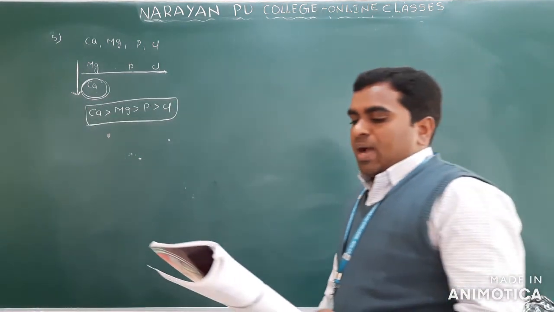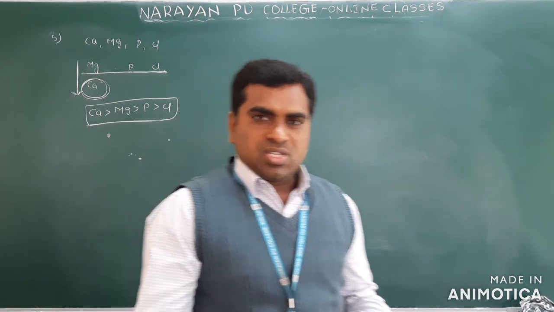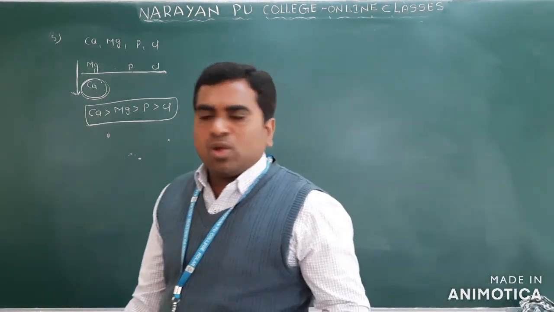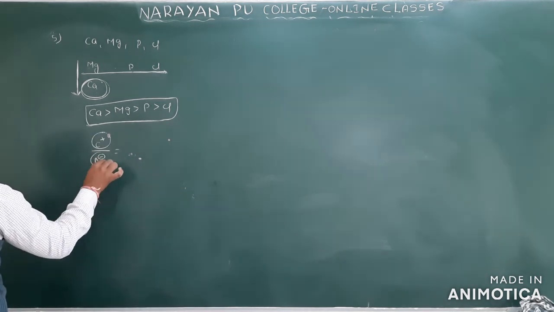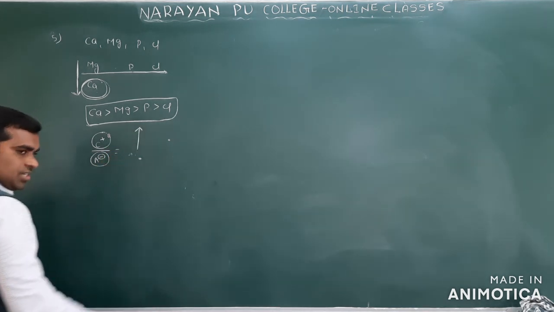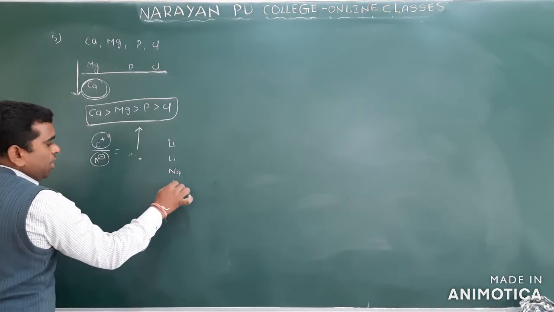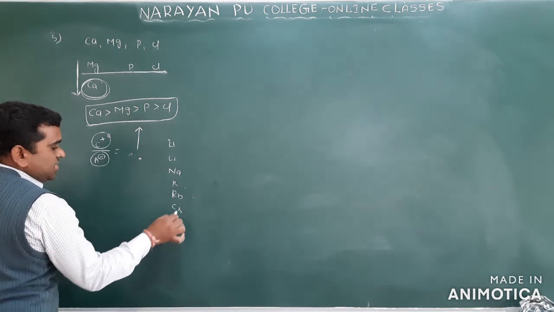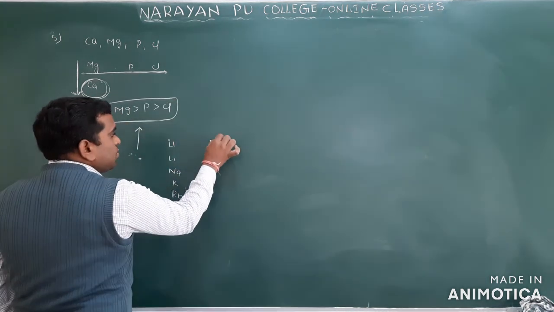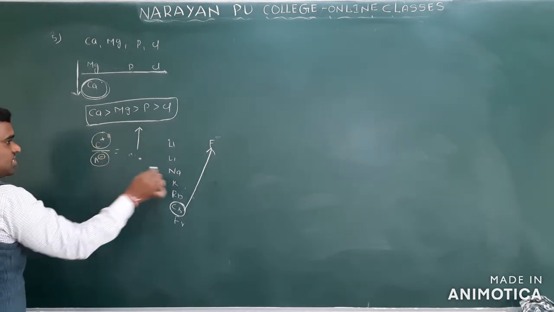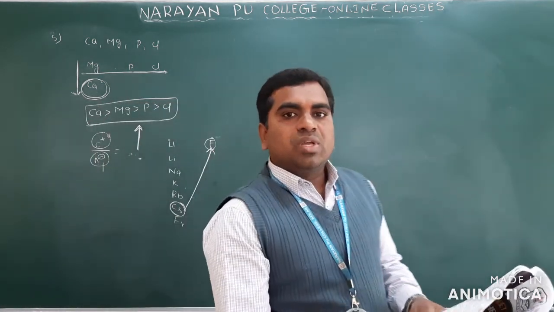Clear? Sixth question. Among the following, which has the highest cation to anion size ratio? Simple question. Cation should be large, anion should be small, then the ratio will be highest. The cations are hydrogen, lithium, sodium, potassium, rubidium, cesium, francium. Cesium has a large size and fluorine has a small size. Between these two, the cation is large and the anion is small, so the ratio will be highest. So that's why option 2 is the correct one.